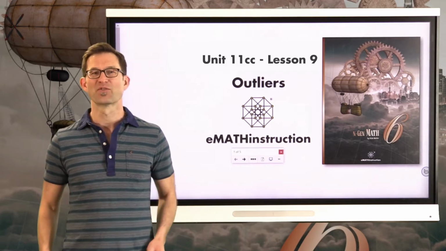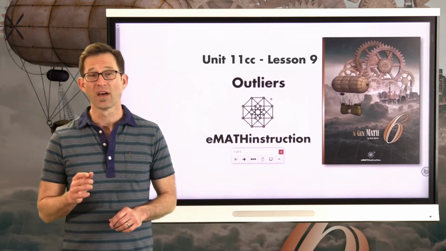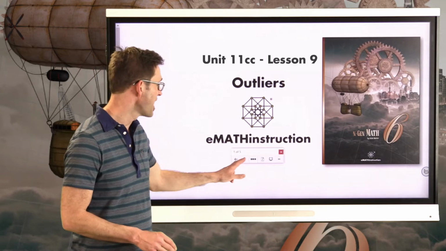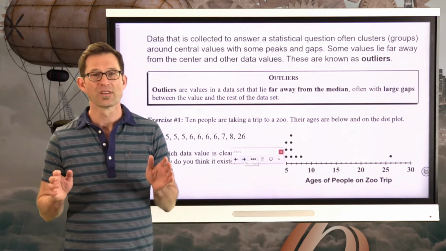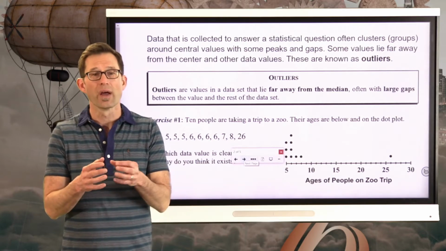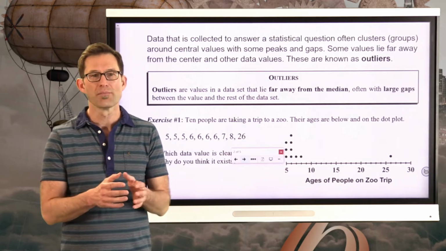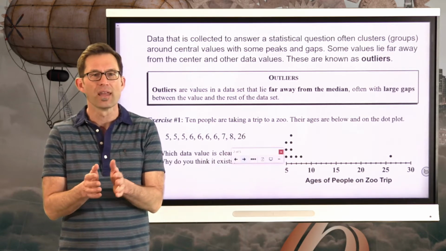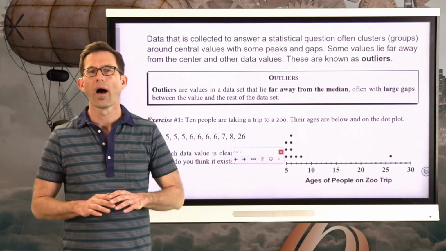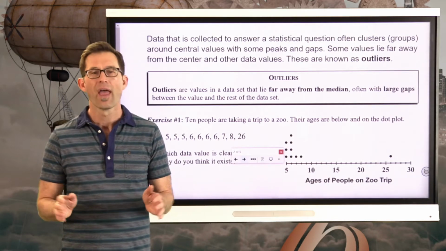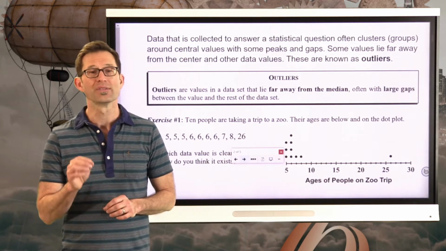Maybe the best piece of terminology in all of mathematics. The name itself almost tells you what it is, but let's get into exactly what an outlier is right away. Data that is collected to answer a statistical question often has clusters. It groups together around some kind of central values. Sometimes there are peaks, sometimes there are gaps in the data. That's all good. But sometimes we have values that lie far away from the center and from all the other data values. These data values are known as outliers.